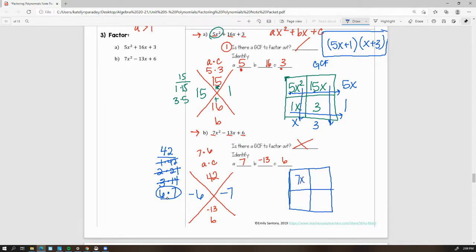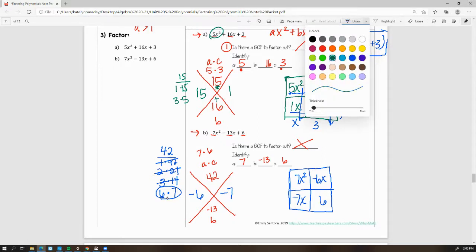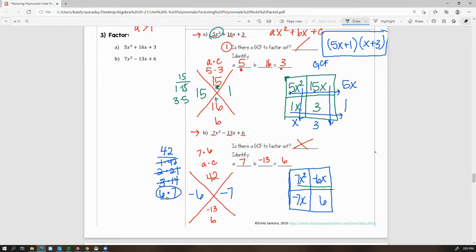First term, so 7x squared. Last term, positive 6. Then our factors go in here with an x. Okay? Then we're going to see what we can take out. 7 and 6 can't divide anything with those numbers, but I can take out an x.